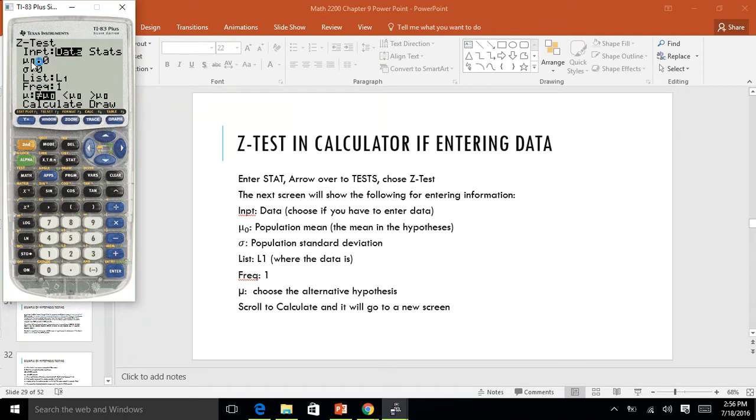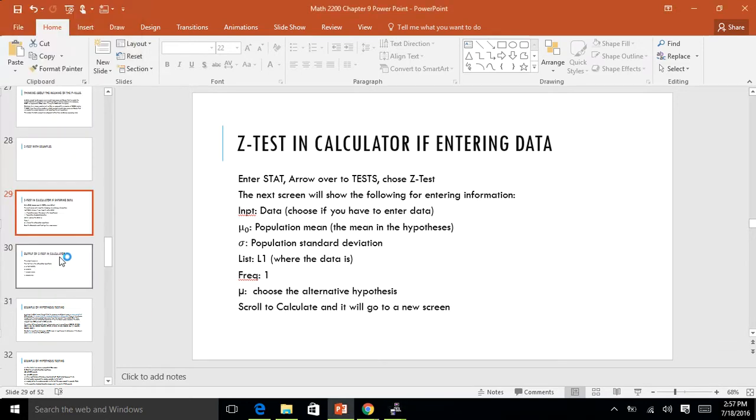The first thing under data is the population mean, and that will be given to you in the problem. The next is the population standard deviation. Again, that should be given to you in the problem because for a z-test, you have to have the population standard deviation. List is L1, frequency is 1, and then you pick your alternative hypothesis and then you hit calculate.